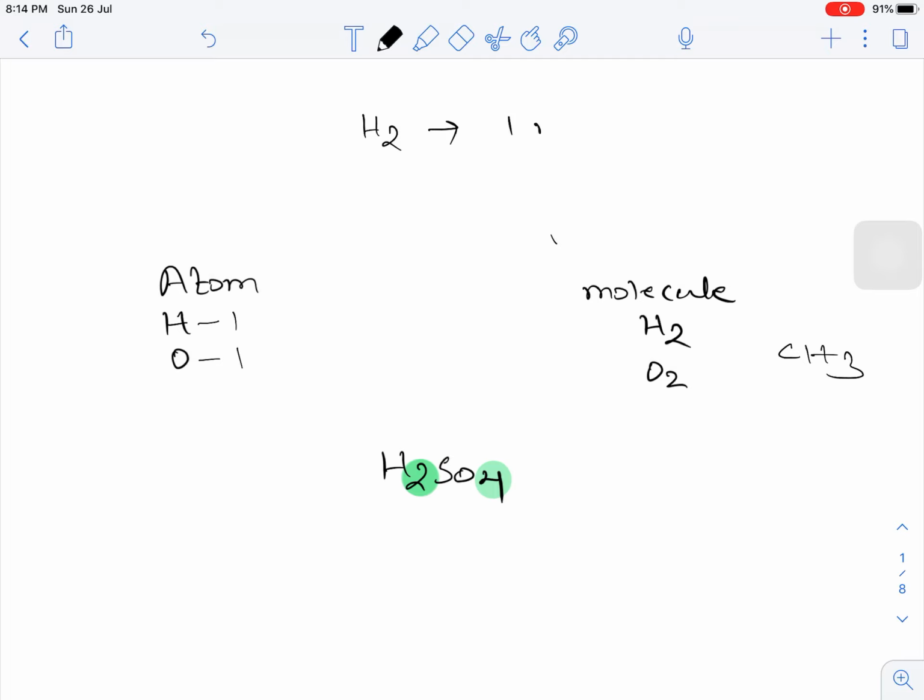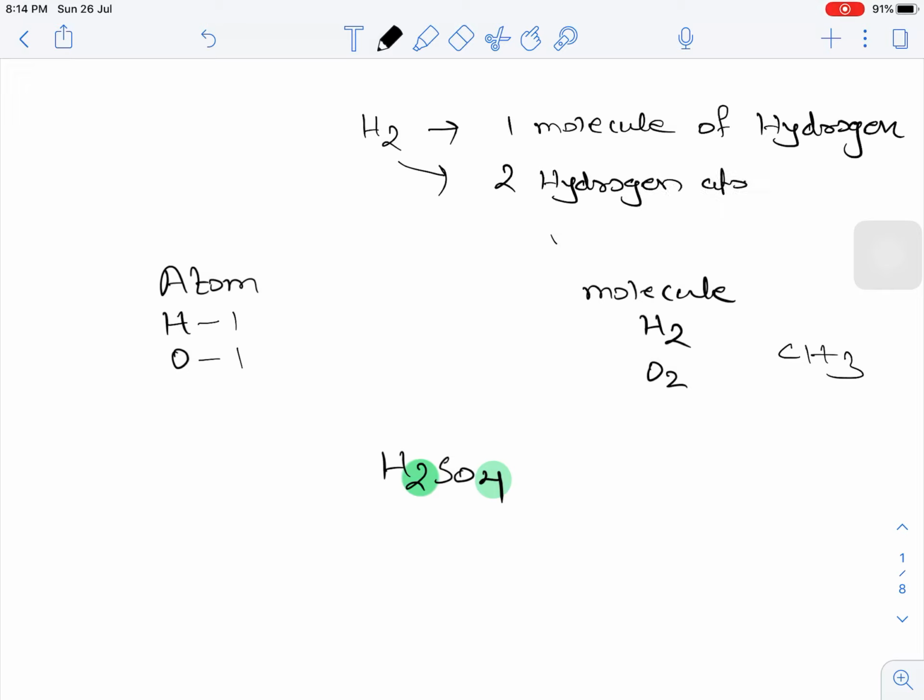H2 means one molecule of hydrogen, and in this one molecule of hydrogen, two hydrogen atoms are present. Okay, you have to understand these things. In H2, one molecule of hydrogen, how many atoms are present? So two hydrogen atoms are present. If you are clear on this, then it will be easy for us to proceed further.